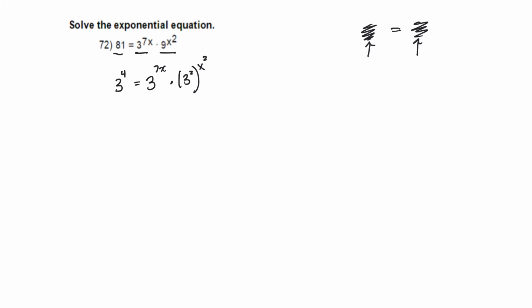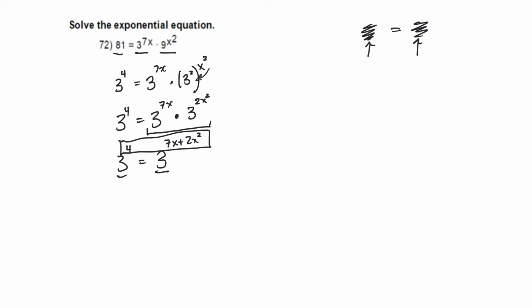Let me just simplify this. I'll multiply that. That's a power of a power. 3 to the 7x times 3 to the 2x squared. Now these two 3's, they're a common base, so if I'm multiplying them, I can add their exponents. So it'd be 3 to the 7x plus 2x squared is equal to 3 to the 4th. Now I can use the same base rule. If this base is the same as this, then the exponents must be equal to each other. So I can just write 4 is equal to 7x plus 2x squared.